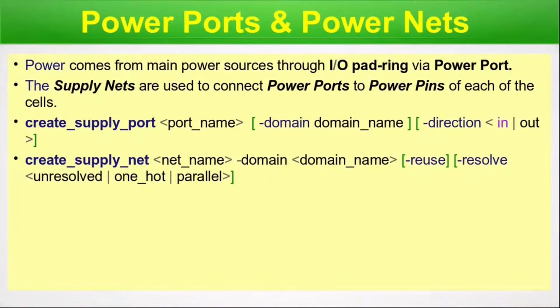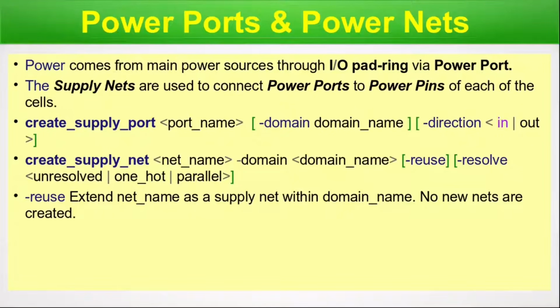So in or out, both directions can be. The create supply net, we can create the supply net using the net name. Then the next argument is domain, that is the domain name, reuse and resolve. I'll discuss this resolve one in detail. So the first two things, the net name and the domain name, are very clear, easy to understand. And reuse means that we extend the net name as a supply net within the domain name. So why do we say this? No new nets are created. Basically, if I exemplify, if we have a VDD top, and that goes unchanged as a supply net inside sub blocks down the hierarchy, we may not need to change its name if everything is the same as the top level. So that time we can use this reuse. This is done in many cases.